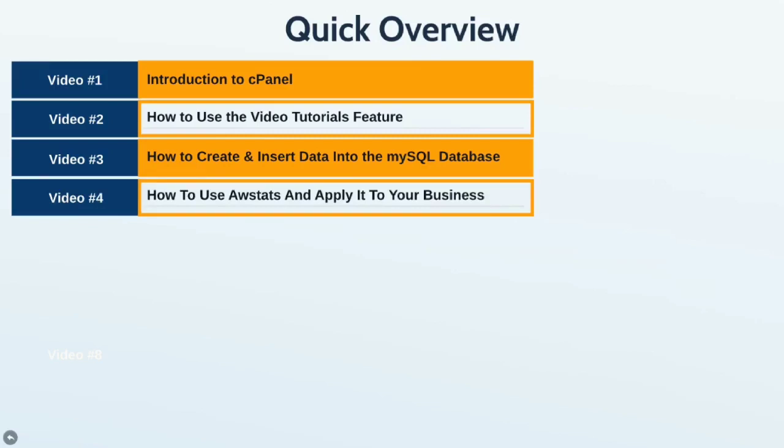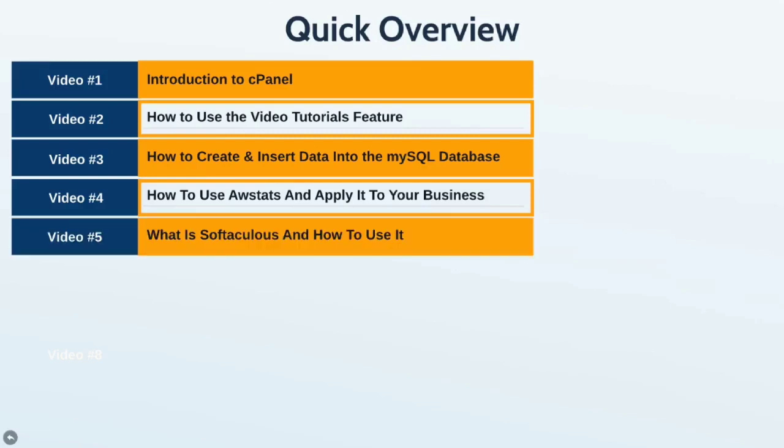Video number 4, we're going to talk about how to use AWStats, which is a statistics program that analyzes and shows you what is happening inside of your website. And we'll talk about how to apply it to your business.